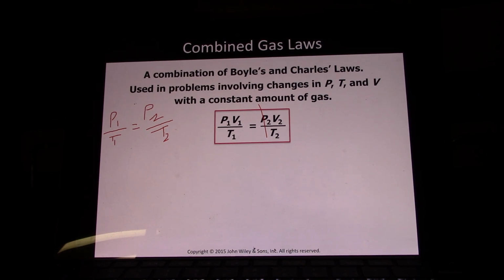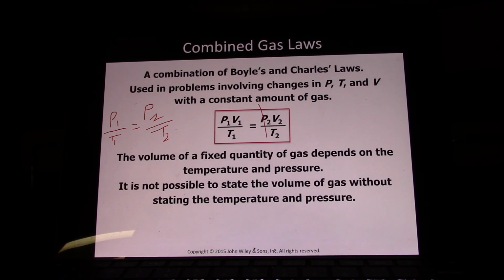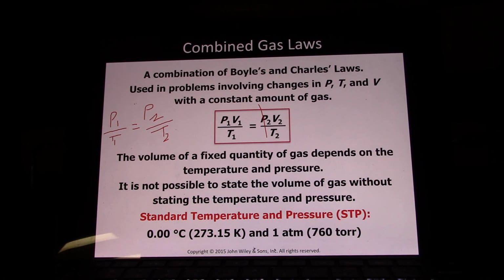P1 V1 over T1 equals P2 V2 over T2. And this now allows us to deal with 3 variables at once instead of only 2 variables at once. And again, STP is 0 degrees Celsius, which is the same thing as 273.15 Kelvin. And it's 1 atmosphere of pressure, which is the same thing as 760 torr or 760 millimeters of mercury.